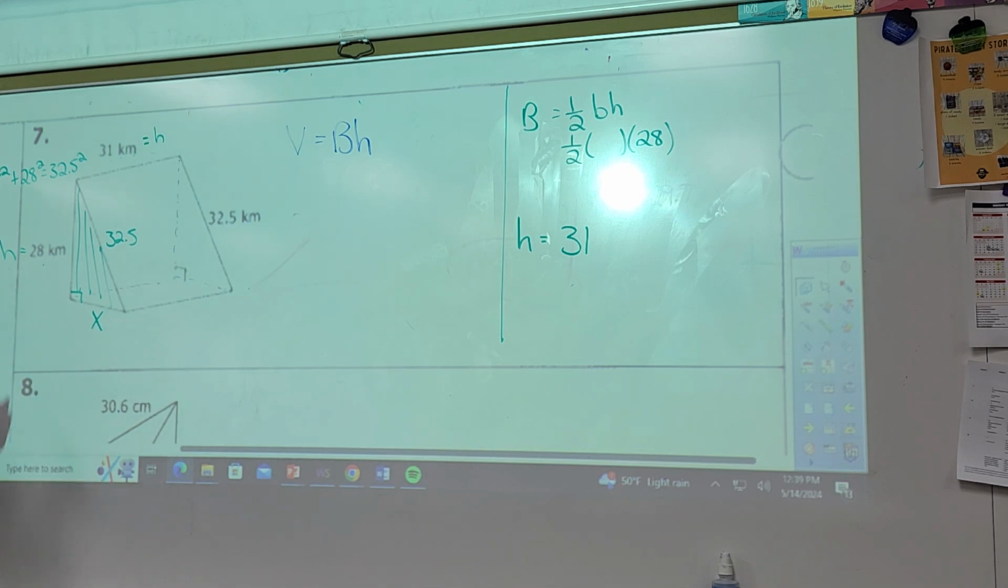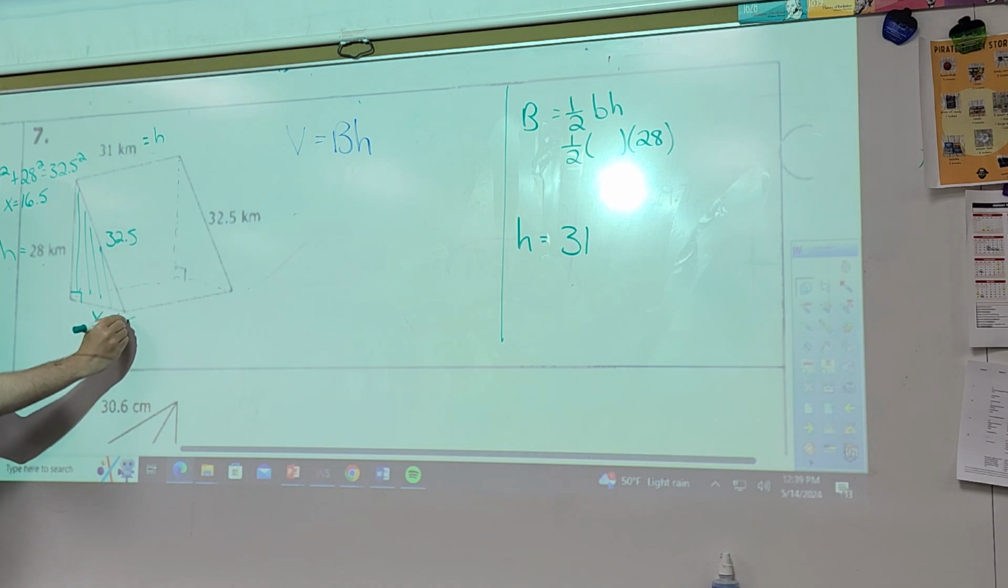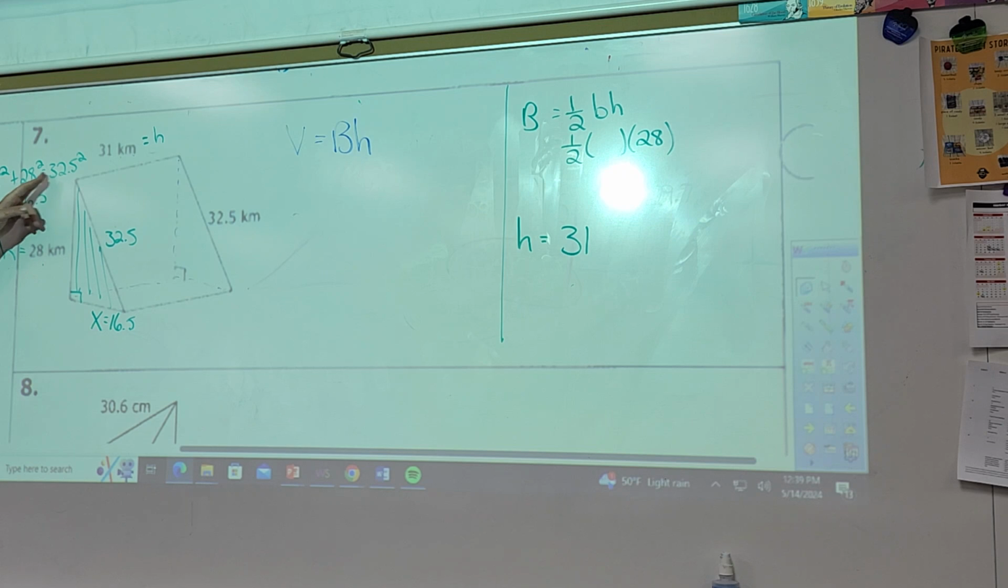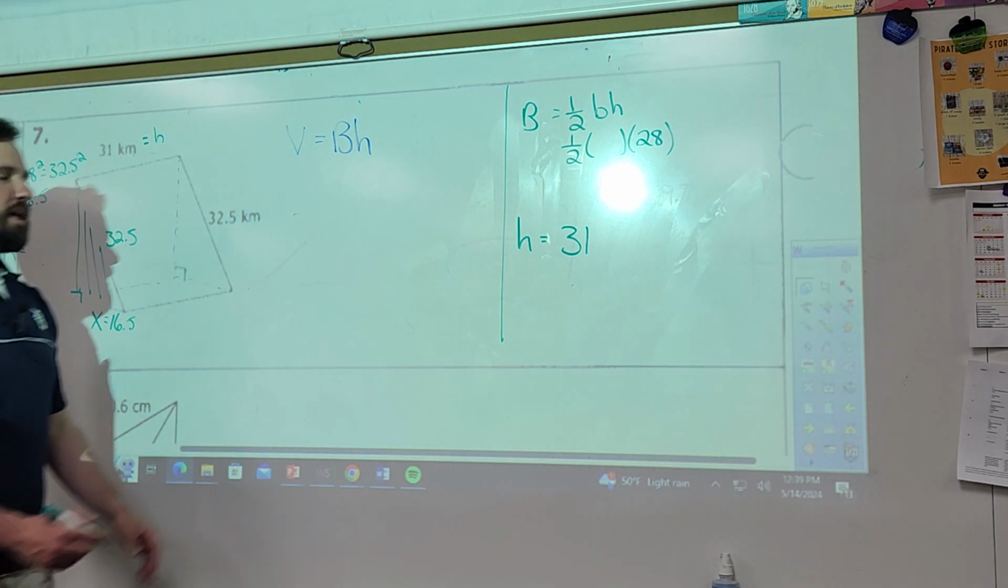Would you believe it that I got x equals 16.5? I skipped a lot of steps there, but remember, you have to subtract the 28 squared to get that by itself. Not add. Because if you get something bigger than 32.5, is that going to be right? No, that can't be bigger than 32.5. Just look at it. Yeah, square root it.